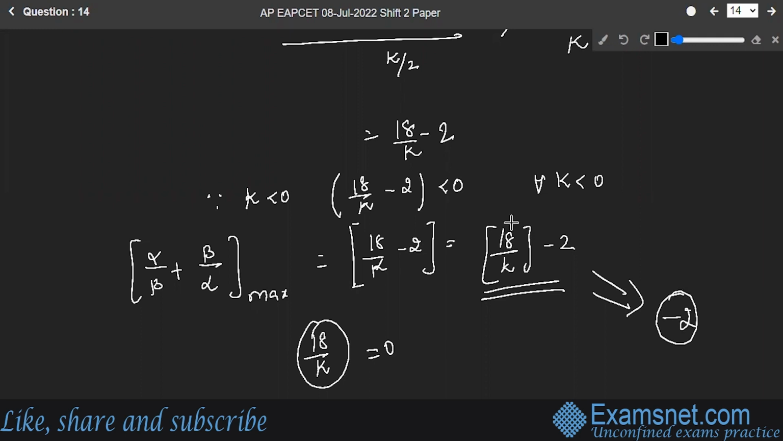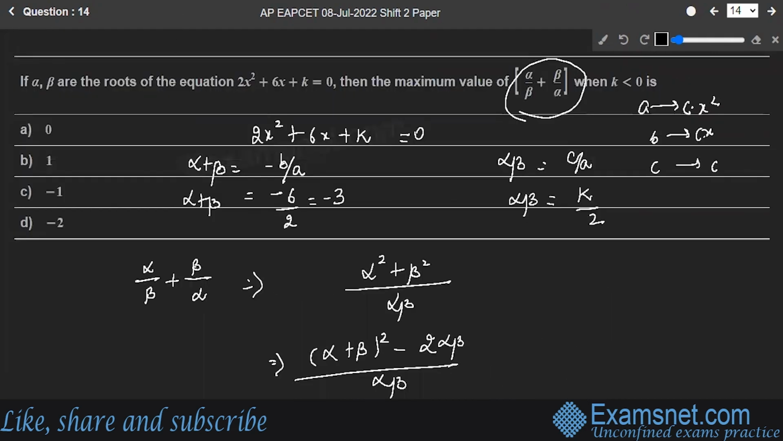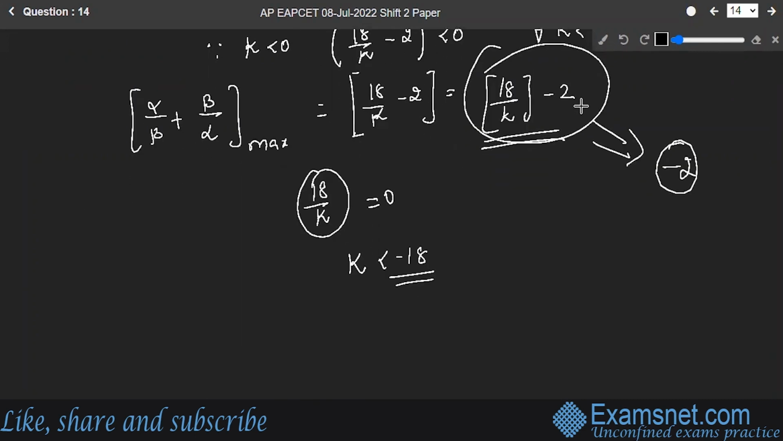So now, in order for this expression to have the maximum value, 18 upon k should be equal to 0. That means k should be less than 18, of course. Okay, so this is the value we were looking for. Option B is the correct answer to the question, because you were asked the maximum possible value when k is a negative number. So this can have a maximum value, right? So we got our correct answer, option D.